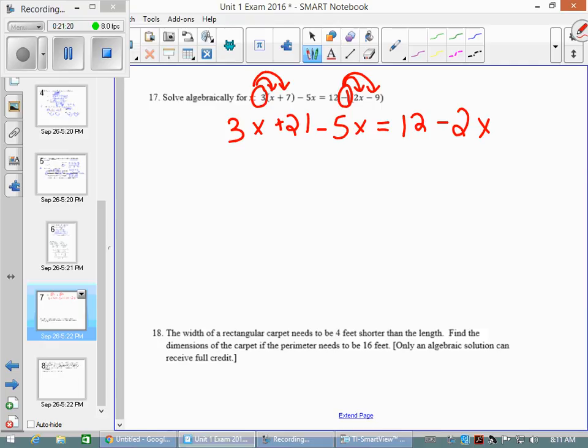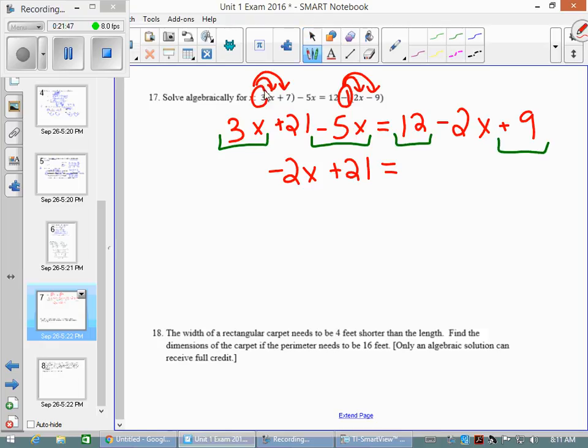Now we want to look at this and combine like terms. I have a 3x and negative 5x here, so that's going to give me a negative 2x. Don't forget to bring down this 21. Equals, over here, if we want to combine like terms, we have a 12 and a 9, so that's going to give us 21. And again, just bring down that minus 2x.